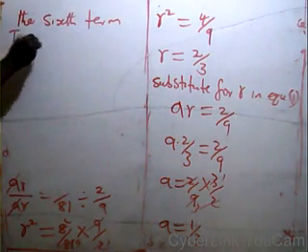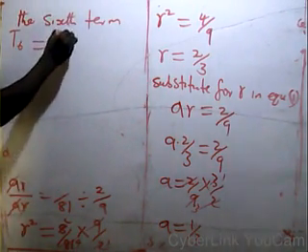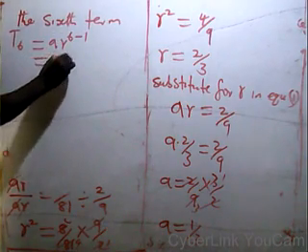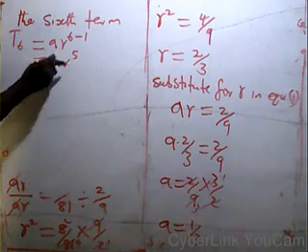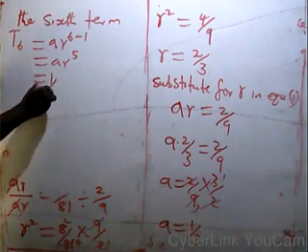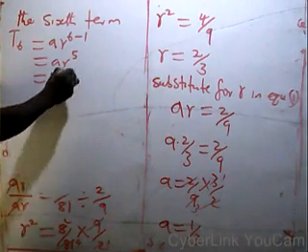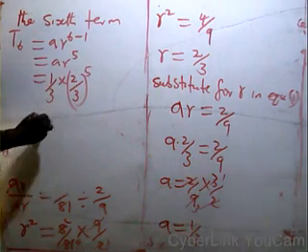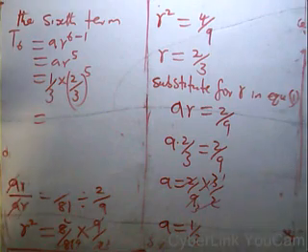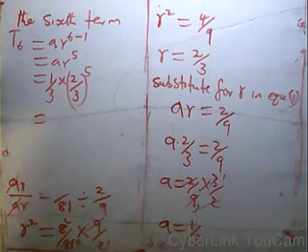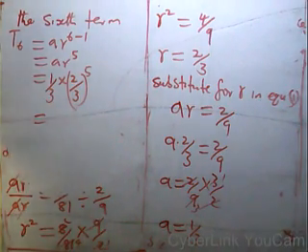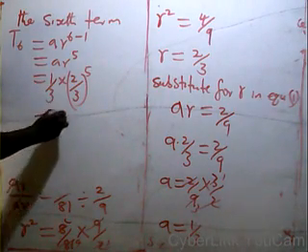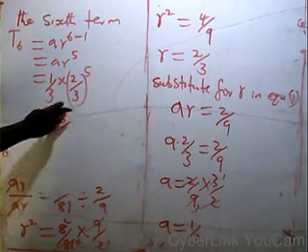Don't forget, the sixth term, which is T6, of course is a r raised to power 6 minus 1, which is a r raised to power 5, which is equal to a, what is a? 1 all over 3. What is r? Our r is 2 all over 3. Everything raised to power 5. 2 raised to power 5, that is 2 times 2 in 5 places. And that is 32, yes. That's 32.